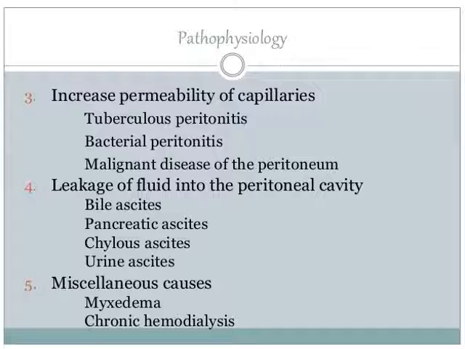The third cause of ascites is increased permeability of capillaries, in cases of tuberculous peritonitis, bacterial peritonitis, and malignant disease of the peritoneum. The fourth cause is leakage of fluid into the peritoneal cavity, as in bile ascites, pancreatic ascites, chylous ascites, and urine ascites. Miscellaneous causes of ascites include myxedema and chronic hemodialysis patients.